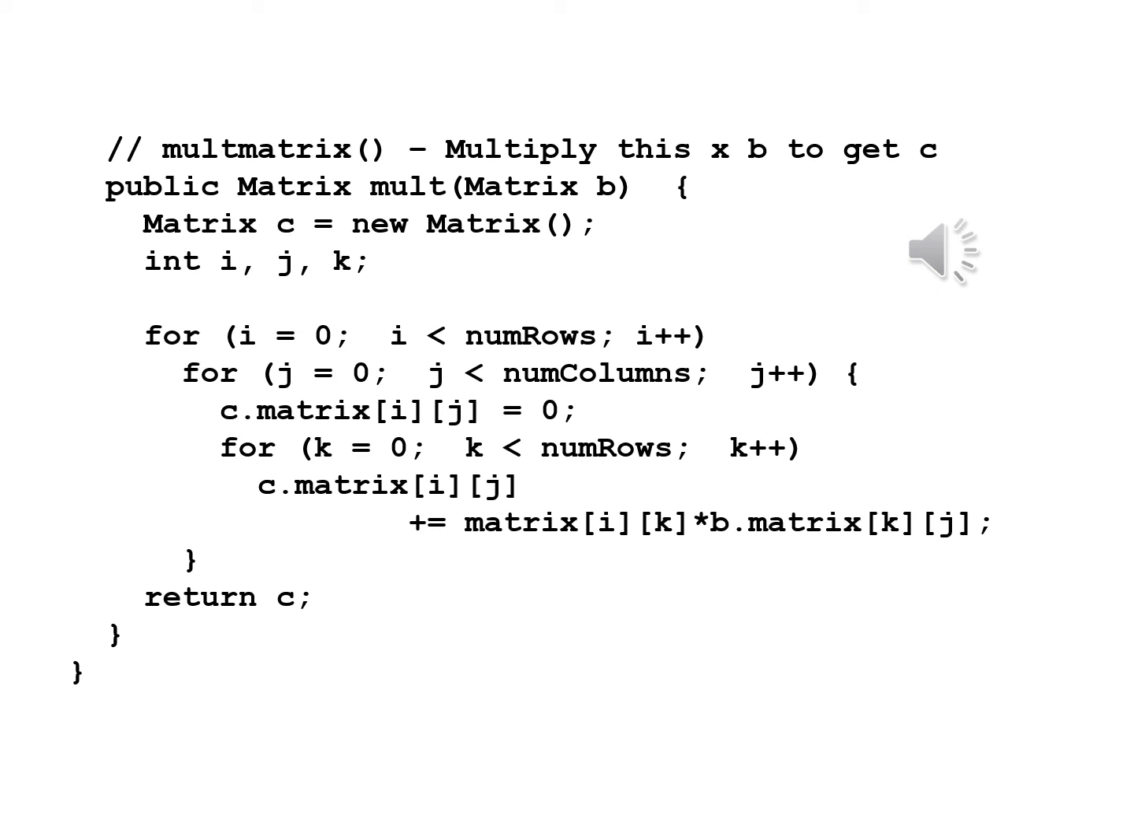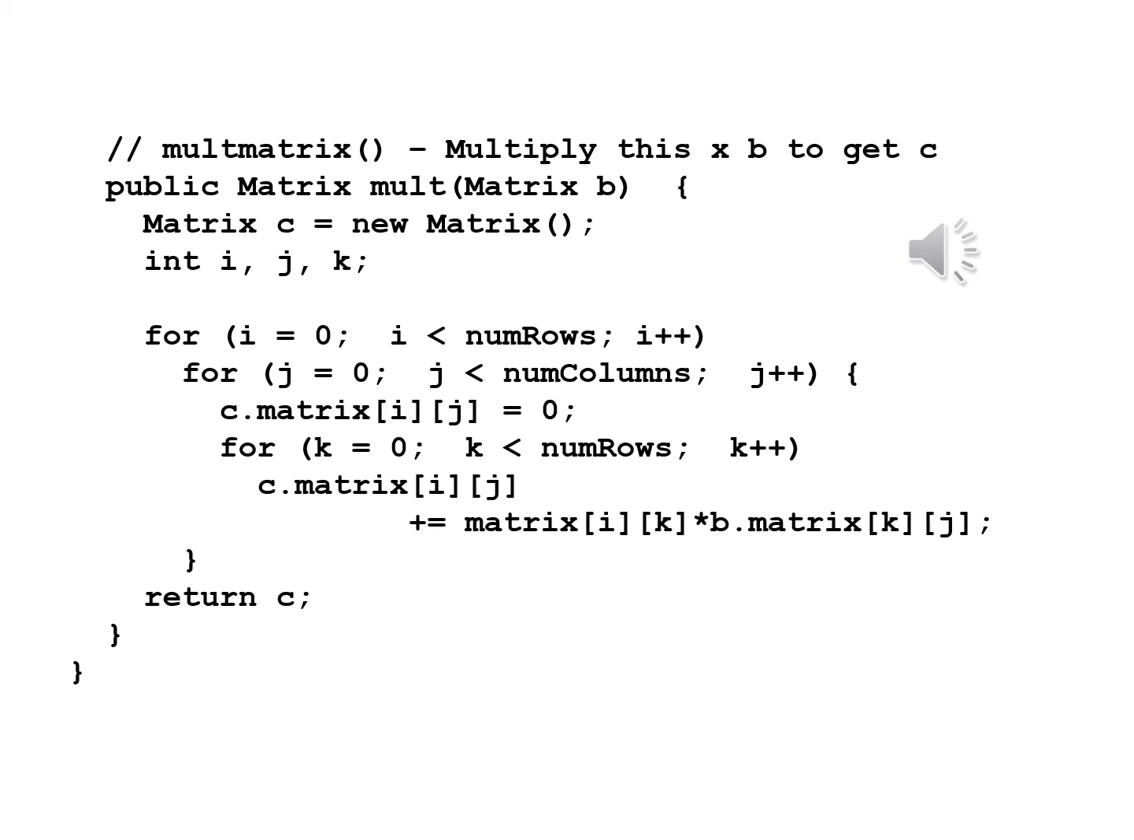Because we are returning a whole new matrix, our header reads public Matrix mult, Matrix B. The new matrix we're going to be returning, Matrix C equals new Matrix. Our 3 indices, int i, j, k. Here we have 3 loops.